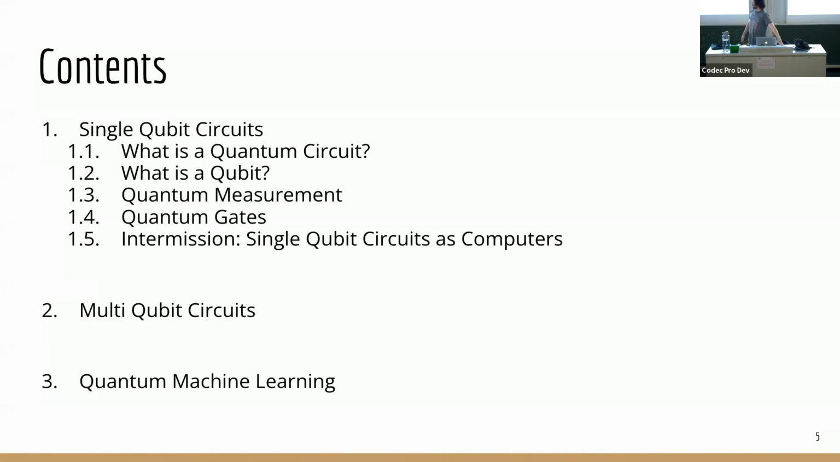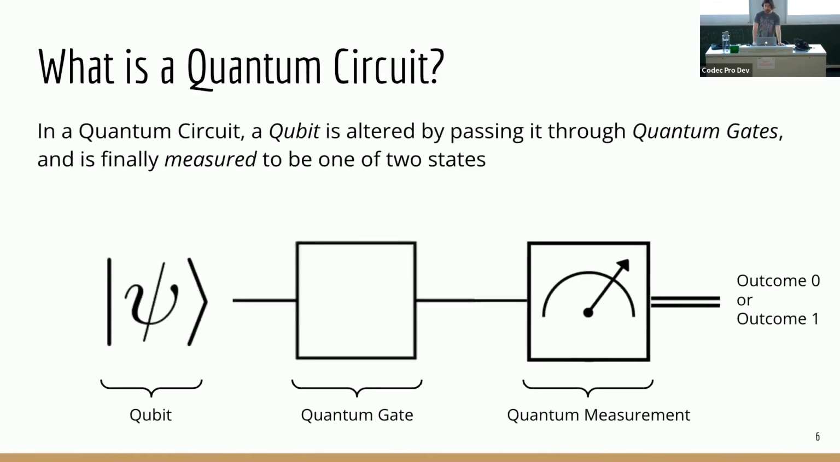And to break down this single-qubit circuit topic into some subtopics, I first want to tell you what a quantum circuit is. Then I will explain to you what a qubit is, followed by how we make quantum measurements. I will then explain how we will process quantum data using quantum gates. And then we will take a sort of intermission and think about how we can apply all of this technical information to think about single qubit circuits as computers.